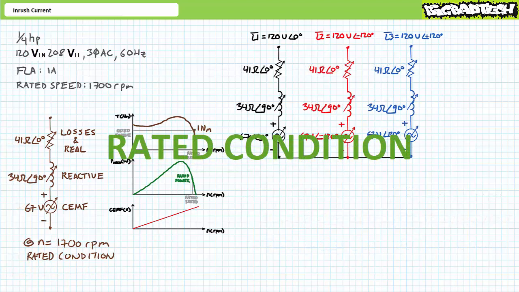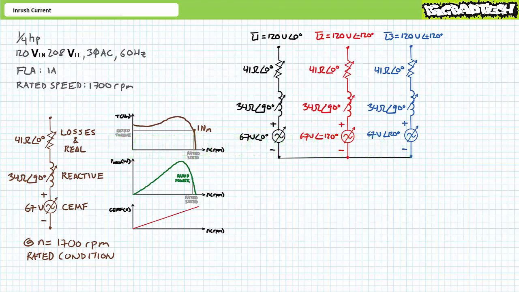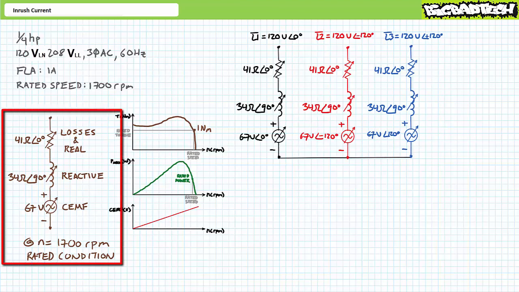Let's say the motor is put to work and experiences some oppositional torque as it is being put to use, either lifting, pushing, pulling, or pulverizing something. At the rated condition, the motor produces 1 Newton meter of torque at 1,700 RPM. This is 185.3 watts of mechanical power, roughly equivalent to a quarter horsepower. At the rated condition, not only do the real and reactive components change, so too does the counter-electromotive force produced as a result of decreased rotational speed.